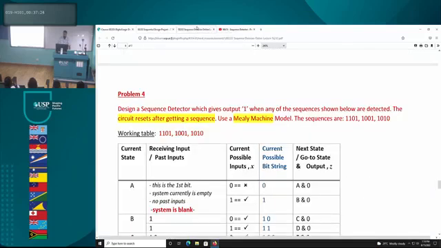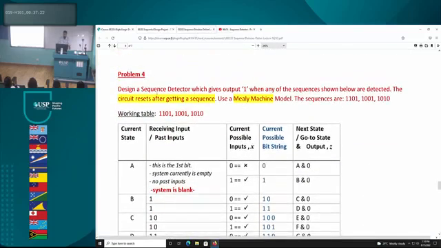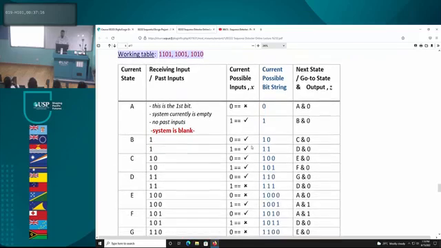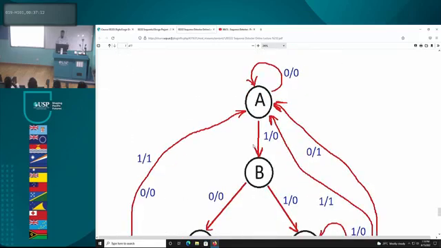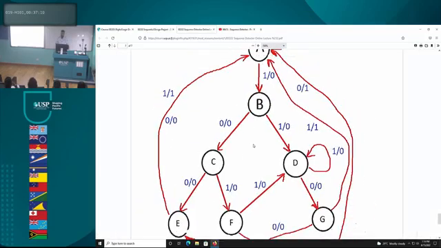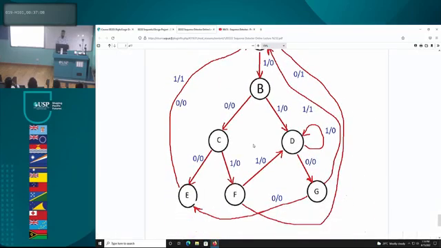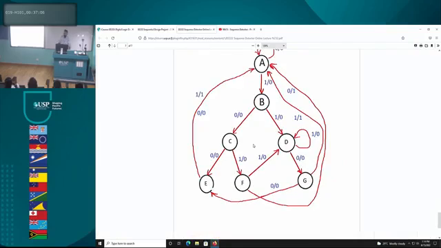Anyway, the point being that problem 4 over here in the lecture, if you want to go ahead, have a look at my video. This is the working table. It is not absolutely necessary. You can go straight to this. So this is what your state diagram might look like in the end. So just to give you a heads up.